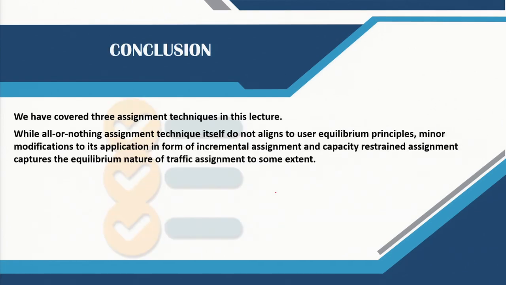To conclude, in this particular lecture we have covered 3 assignment techniques, and while the all or nothing assignment technique itself does not align with usual equilibrium principles, minor modifications to its application in the form of incremental assignment and capacity restraint assignment capture the equilibrium nature of traffic assignment to some extent.